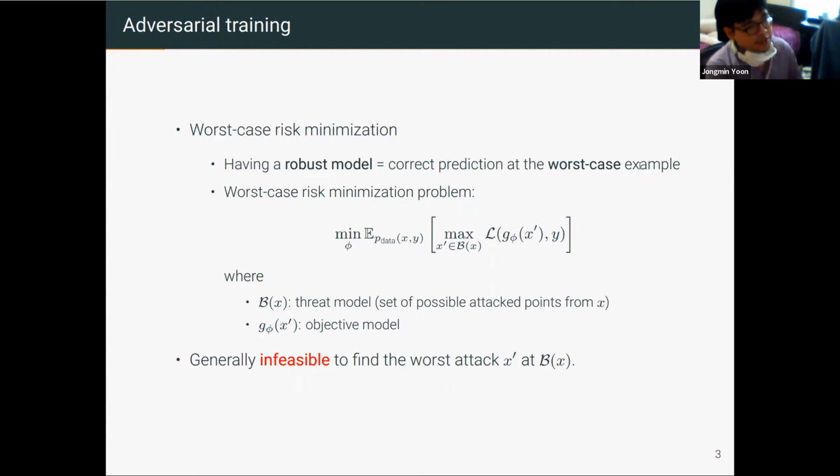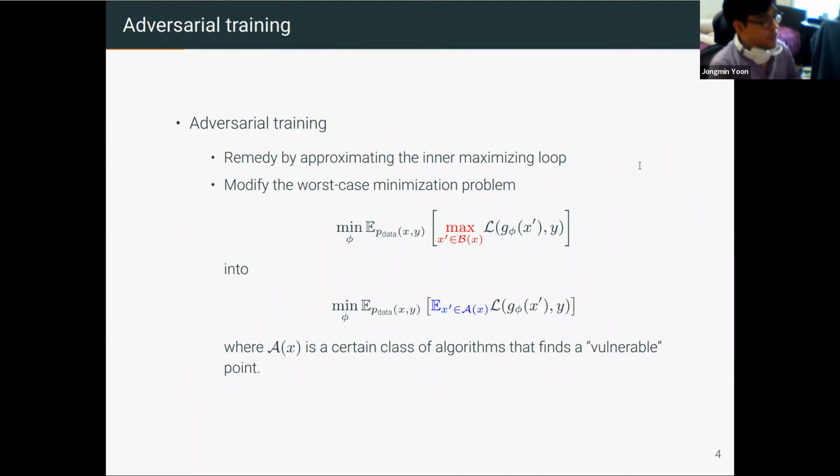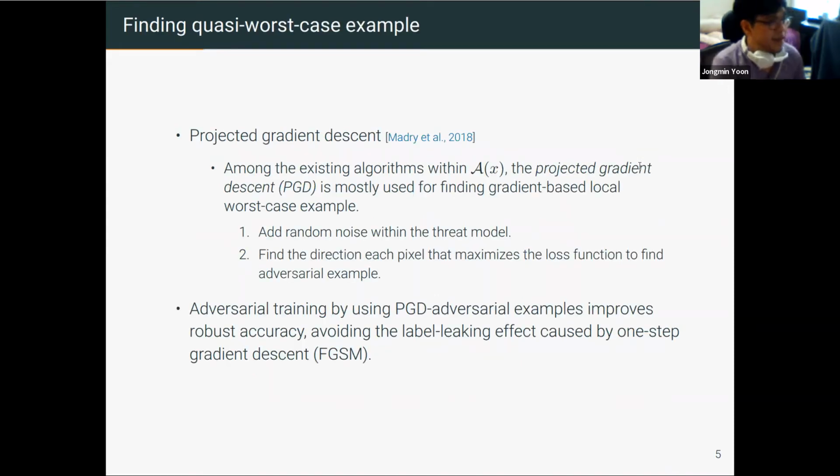However, finding the worst point in the threat model is generally infeasible, that is, finding the worst-case attack x prime in B(x). So the common way to resolve this is adversarial training. This is done by approximating the inner maximization loop, modifying the worst-case minimization problem on the red side into an expectation over a certain class of algorithms that find the vulnerable point, on the blue side. A common solution for this attack is projected gradient descent, even though there are more methods called FGSM or the recently proposed ODS method.